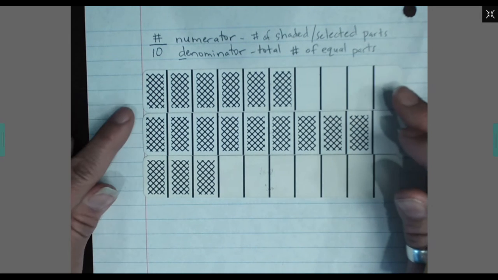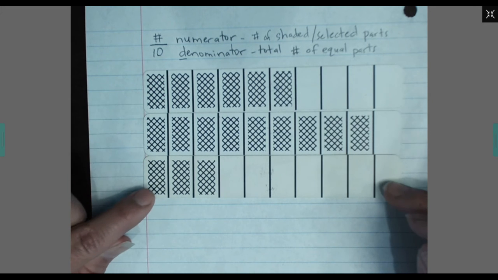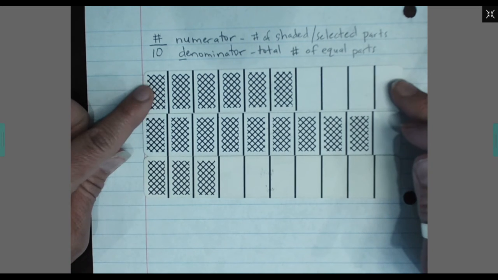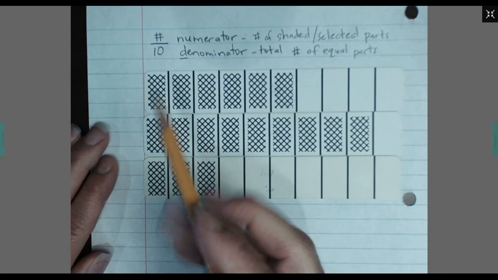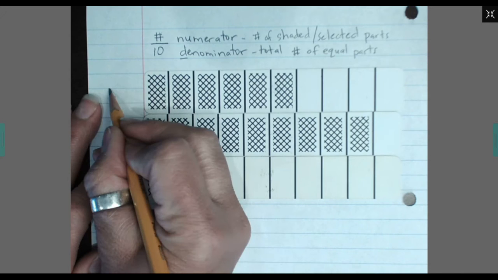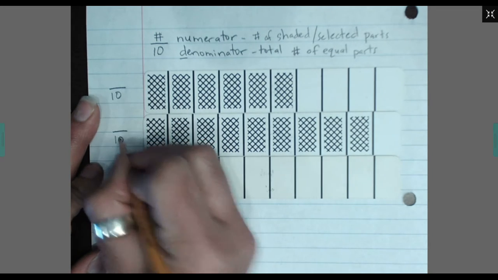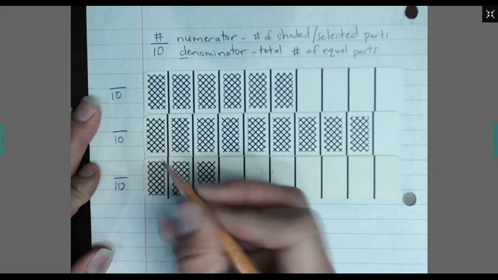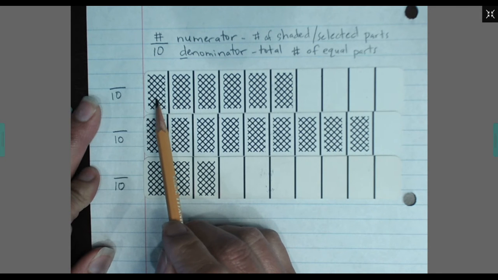So let's figure out what fractional part is shown on each of these strips. We know that all of them have the same denominator. They're all split into 10 equal parts. Therefore, our denominator is 10. And so then we're going to count the number of parts that are shaded.